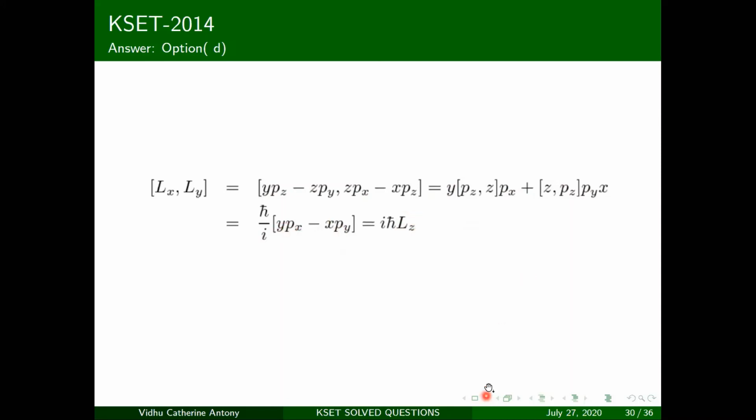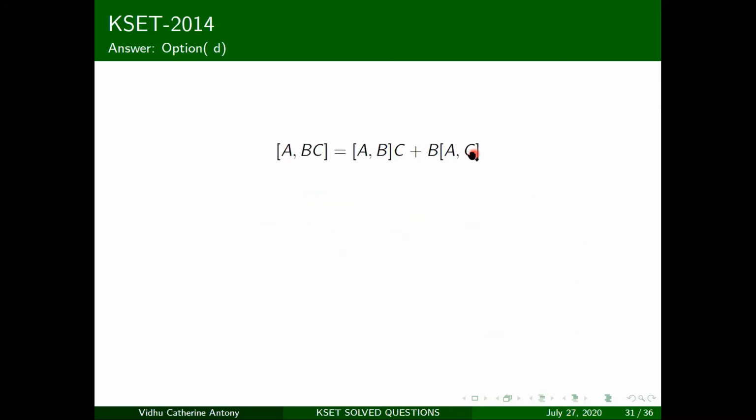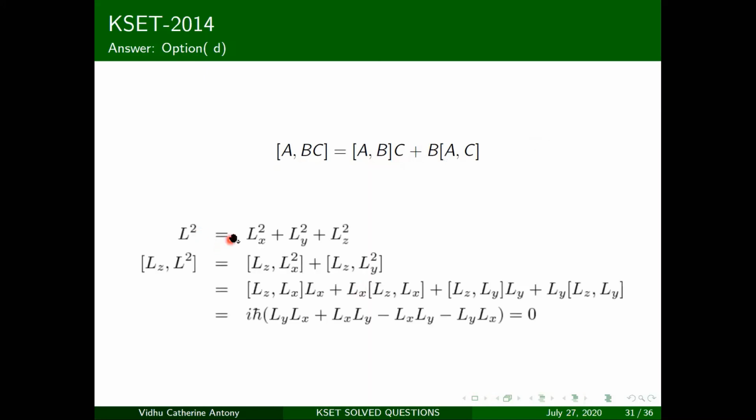The next one involves this commutator property, which is commonly a source of mistakes. You have [A, BC], which is [A, B]C plus B[A, C]. And then you have L², which is Lx² plus Ly² plus Lz². So you have [Lz, L²], which is equal to [Lz, Lx²] and so on. Why is there no [Lz, Lz²]? Because they commute. Then you do the same thing and you end up getting a 0.